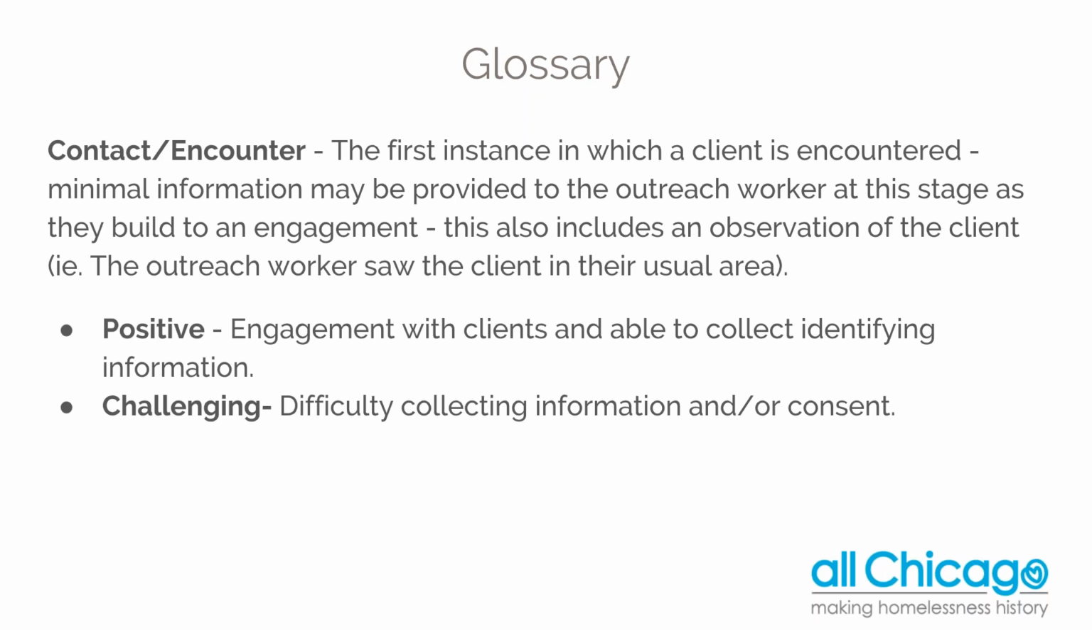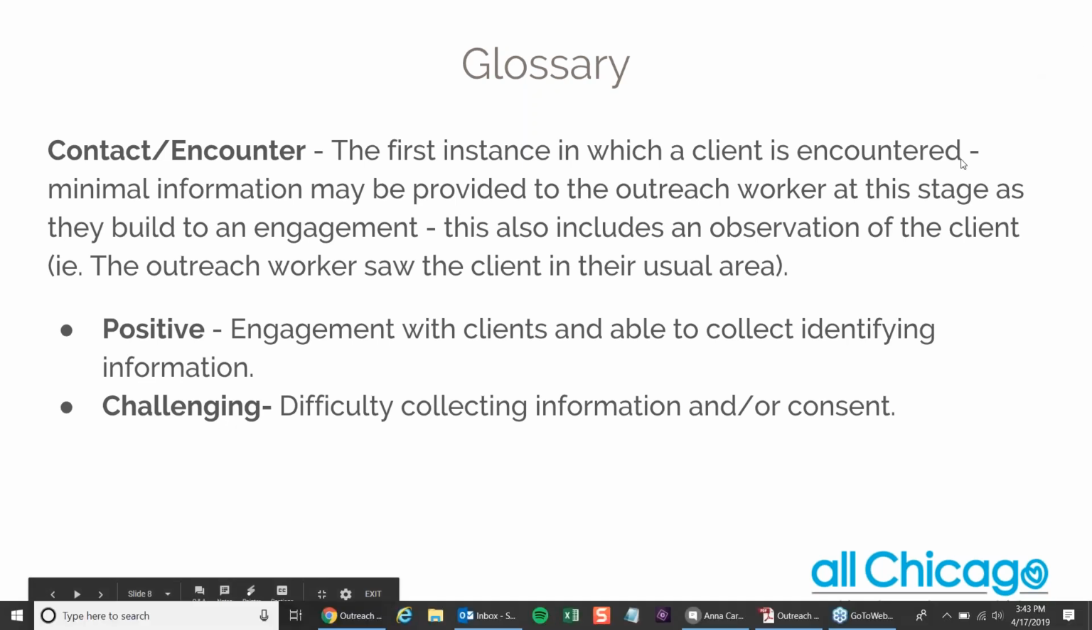I also want to start off with the first contact encounter. This is the first instance in which a client is encountered with minimal information, where minimal information may be provided to the outreach worker at this stage as they build to engagement. It's also an observation of the client, right? So encountering may just be talking with them and them deciding not to share their name, or not wanting to share anything with you, but you are able to say that there is a homeless person on the corner of 79th and Halsted that I have encountered and made contact with. They didn't give me their name, but I know that they're there now.